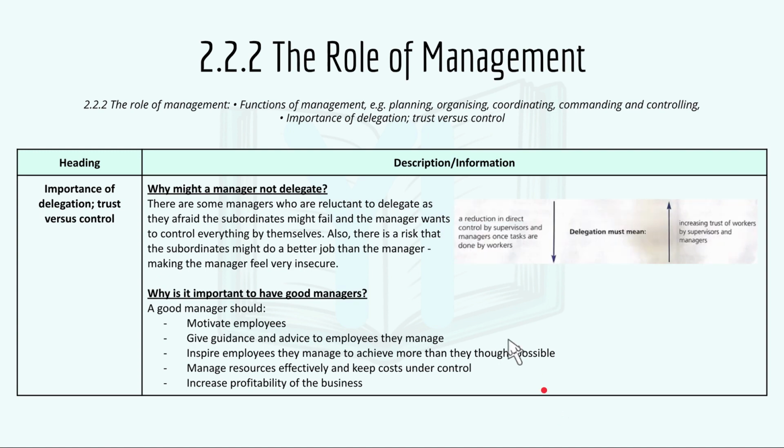Then we have, why might a manager not delegate? There are some managers who are reluctant to delegate as they are afraid that the subordinates might fail, and the manager wants to control everything by themselves. And also there's a risk that the subordinates might do a better job than the manager, making the manager feel very insecure. So that's delegation.